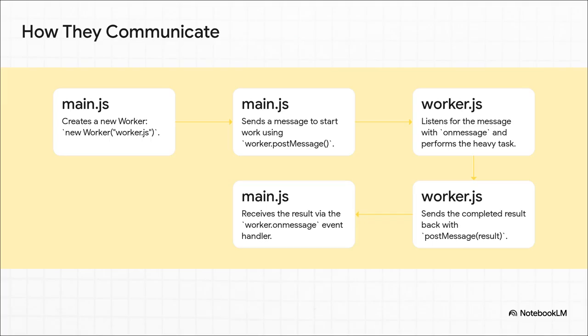Okay, so how do they talk to each other? The main script can't just call a function in the worker directly. Instead, it works like a messaging system. The main script spins up the worker and then sends it a message using postMessage. The worker listens for that message, does all the heavy lifting, and then uses its own postMessage to send the result back. It's a completely clean handoff.